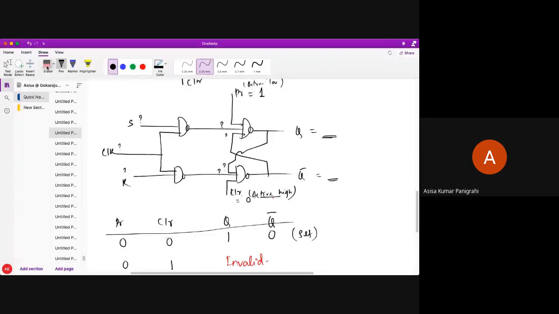So I'm just erasing this so that you can have a better idea. So what will happen here? Preset is 0 and my preset is an active low signal. If preset is 0, what will happen? If any of the inputs of the NAND gate is 0, it will give me Q equal to 1. Am I correct? Now clear is also 0, but this is active high.